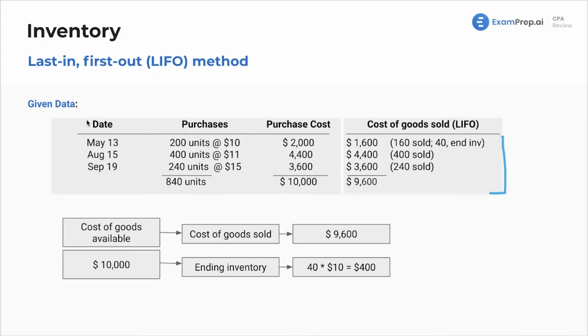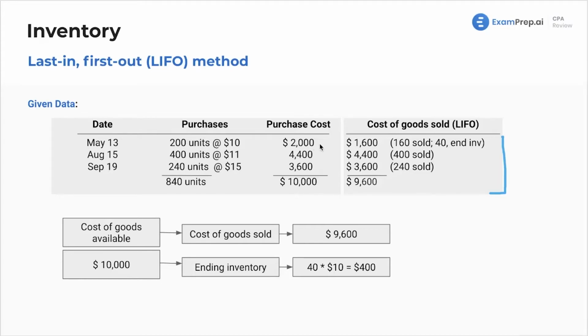Now, what are we doing here? Okay, we have the same info as everything before, right? Same as weighted average, but we're dealing with it a little bit differently. It tells us we have the same amounts, 200 purchases at $10. It gave us the total amounts before. Now we need to calculate our cost of goods sold and ending inventory.